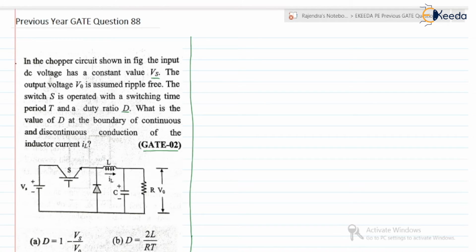So if you check the circuit, this circuit is of buck converter. It is given that the boundary of continuous and discontinuous conduction is nothing but the IL waveform being just continuous. That is nothing but the boundary of continuous and discontinuous conduction. So the IL waveform will be like this.